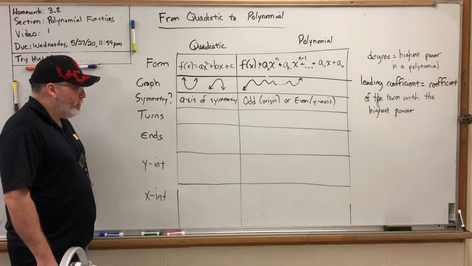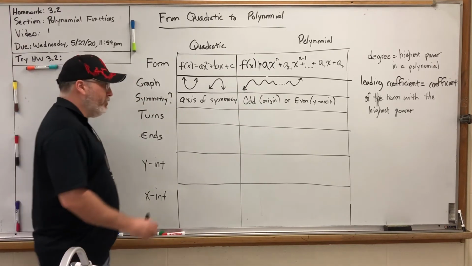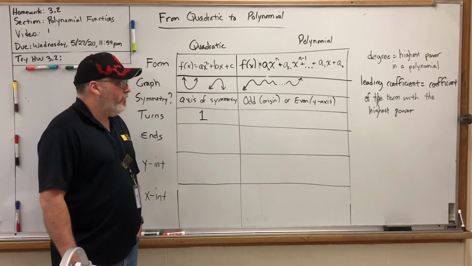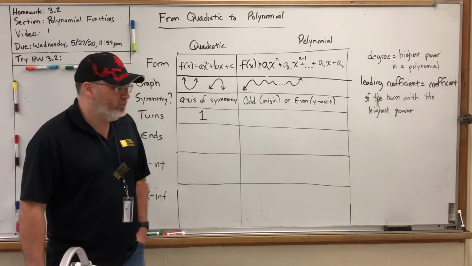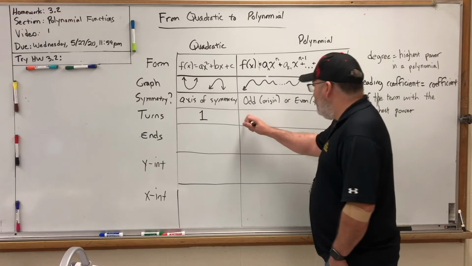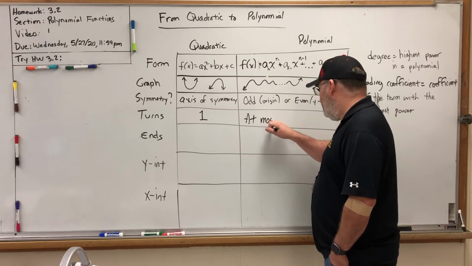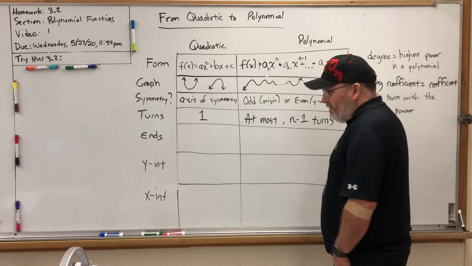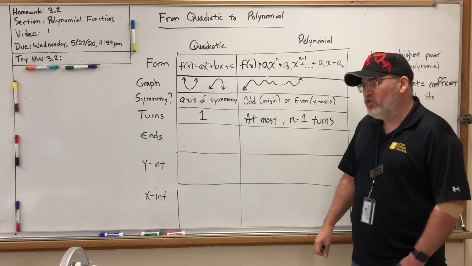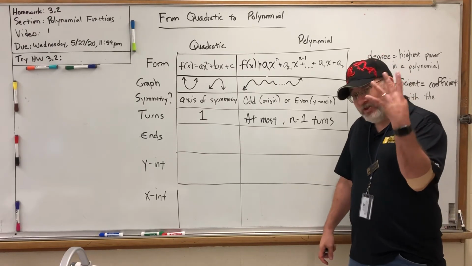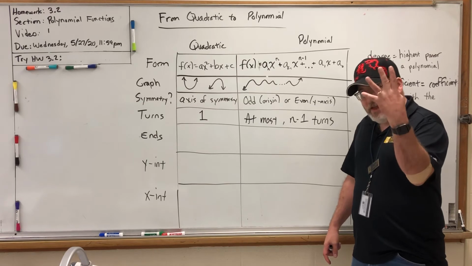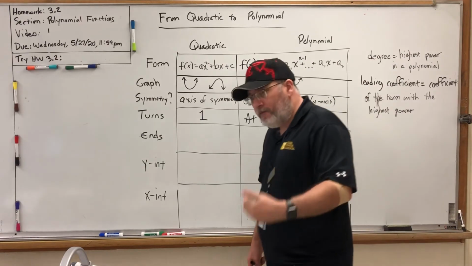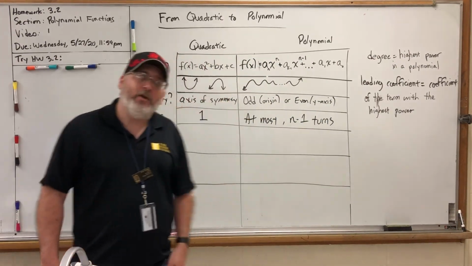As far as the number of turns, a parabola will turn one time. It'll turn at its vertex. But there is a way to predict the number of turns a polynomial function's graph will make. At most, there will be n minus 1 turns. So whatever the degree is, if you subtract 1, that's the most number of times the graph can turn. For example, if you have a 4th degree polynomial function, then it can turn at most 3 times. I say at most because it can turn fewer times, but it has a maximum number of times it can turn.